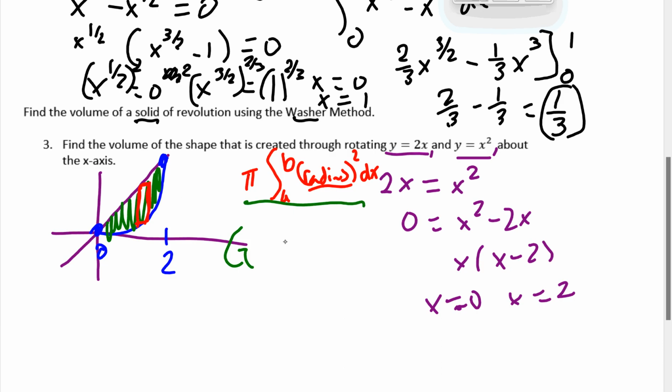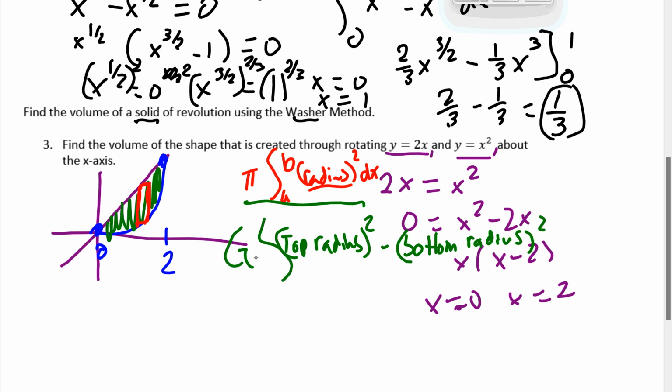It's the same thing except I have my top function. So the top function's radius squared minus the bottom radius squared. Okay, and then still 2 pi out front and still dx at the end. Okay, so my top function would be this 2x. So the distance from here to the top would be 2x. So that'd be the radius of the top function. Squared that, so that'd be 4x squared. Then the bottom one would be from here to the bottom function, which is just the bottom equation, right?